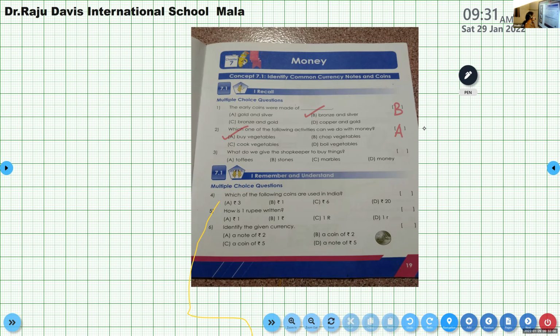What do we give the shopkeeper to buy things? Option A, toffees. Option B, stones. Option C, marbles. Option D, money. Money. Yes, the answer is option D, money. You can write a capital letter D inside the bracket.